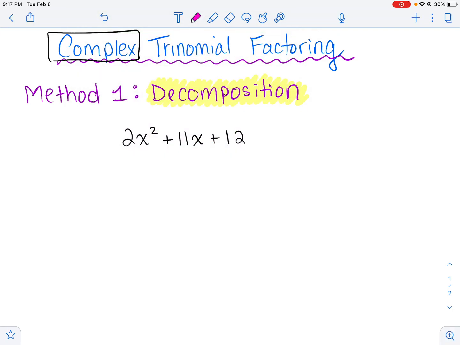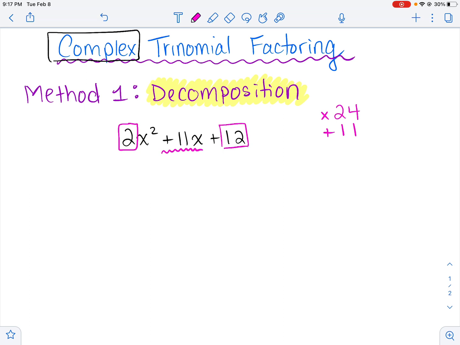All right, so step 1. We've got to figure out our numbers. We're going to multiply this guy and this guy together. So 2 times 12 will give me 24. Now I'm looking for two numbers that multiply to 24, and I want them to add to 11.